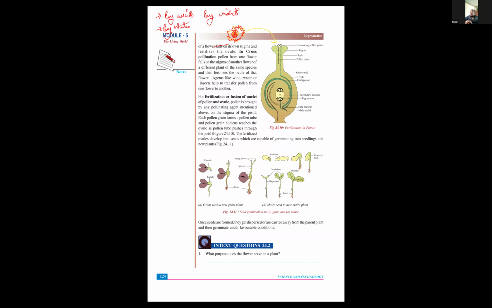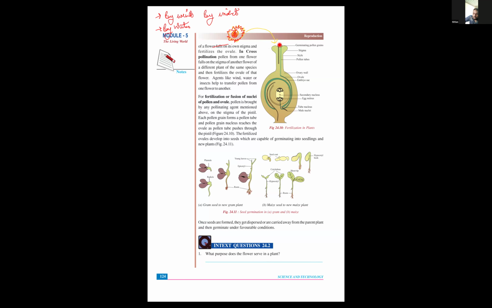By wind, how? Because of a strong wind, the pollen grain which is on the anther gets blown away and it sticks to the stigma. By water, how? It's only in hydrophytes, plants living in water. By water waves, they release the pollen grains on the water, and the waves take the pollen grains to the next flower and they stick to the stigma. So by these mediums, the pollen grains go and stick on the stigma.